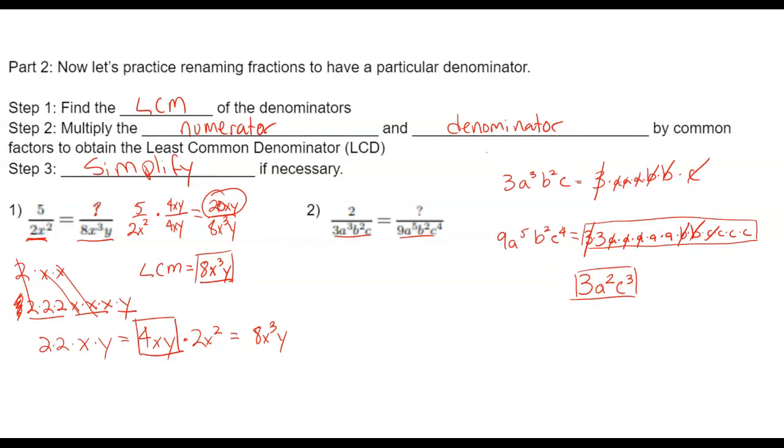So I'm going to multiply my numerator and denominator. I'm just going to write this again right here by this common denominator. I know that the bottom is going to equal 9a to the fifth, b squared, c to the fourth. And I know that's true because I found their least common multiple and their least common denominator. And then I multiply the top. 2 times 3 is 6a squared c cubed. And that's it, right there.